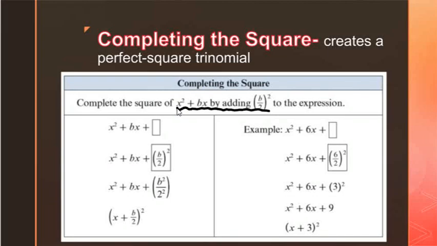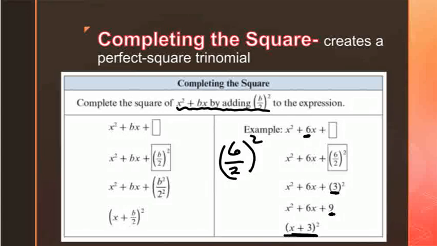So if you see the example here, if our b is 6, if I put that in for b, it'd be 6 divided by 2 and square it. Half of 6 is 3, and then you square the 3, it gives you your 9. That's your perfect square trinomial right here, so you get a binomial that's squared. So that is our goal, so then we can solve for x in a later step.